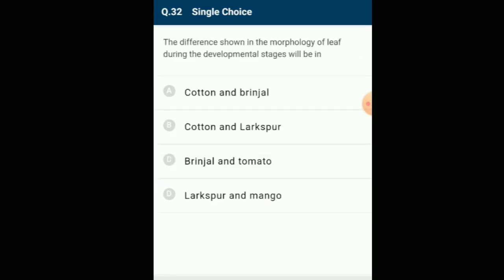Question number 32. The difference shown in the morphology of leaf during the developmental stages will be in? Plasticity is an ability of the plants to modify their structural and physiological properties in response to the environmental conditions. Heterophylly is one such example where the shape of leaves of plants is different in the juvenile stage and different in their mature stage. Examples of such plasticity are cotton, larkspur and coriander. Answer is option B, cotton and larkspur.